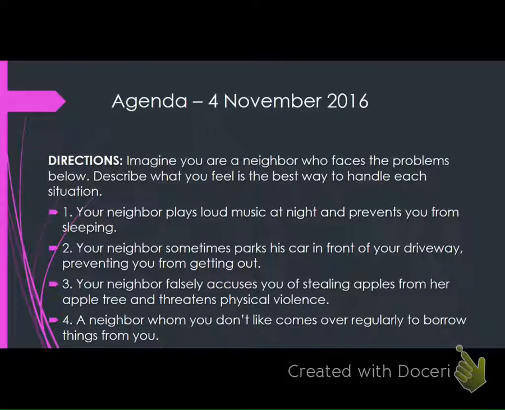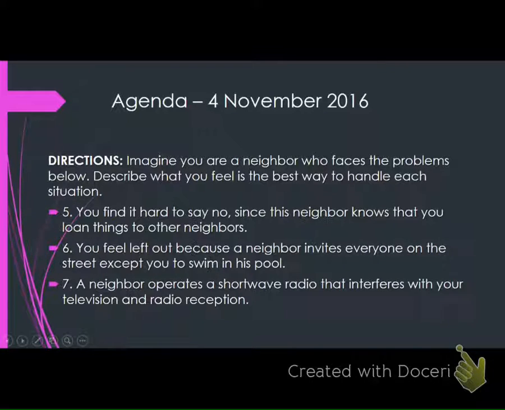Basically, you had to imagine that you were a neighbor who faces the certain problems that I bring up. You had to describe what you feel will be the best way to handle each situation. There are 7 different scenarios. This was an in-class activity, so you're not required to do anything with this. However, I would take a look and just see, for fun, how you would respond to each of these ones.